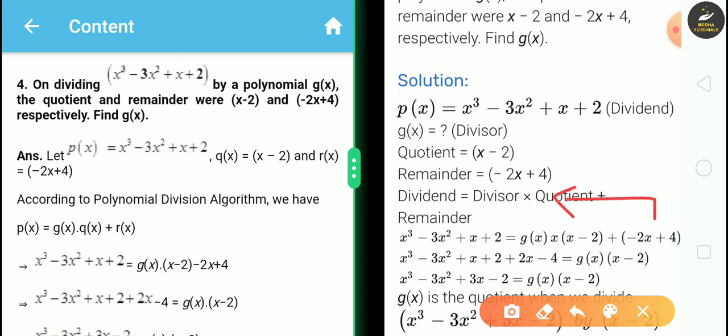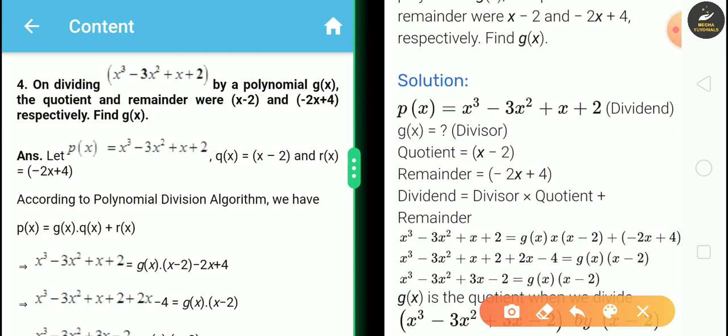In the next step we will transpose minus 2x plus 4 to left hand side. So we'll get on the LHS plus 2x minus 4 with the dividend. So the step is x cube minus 3x square plus x plus 2 plus 2x minus 4 is equal to g of x into x minus 2. So if we simplify LHS part, then we'll get x cube minus 3x square plus x plus 2x we will get plus 3x, plus 2 minus 4 we will get minus 2, is equal to g of x into x minus 2.